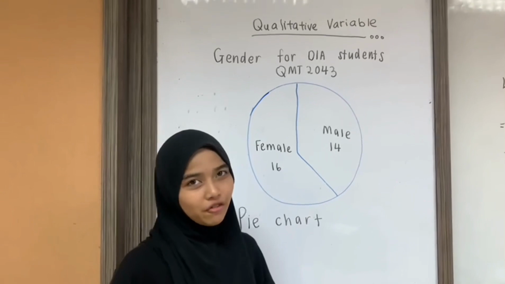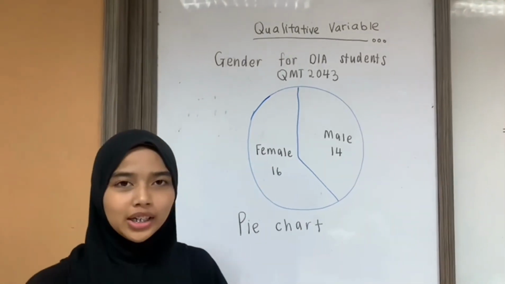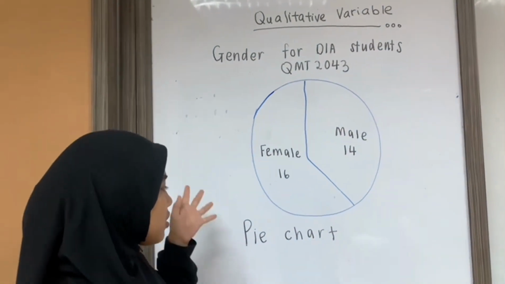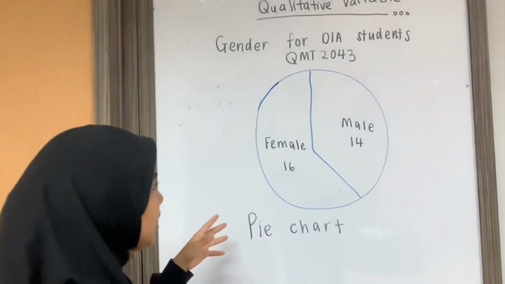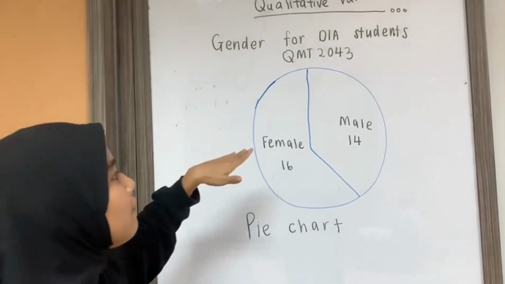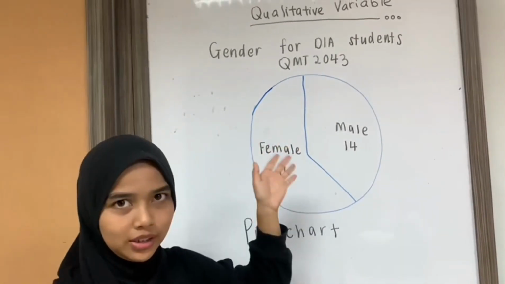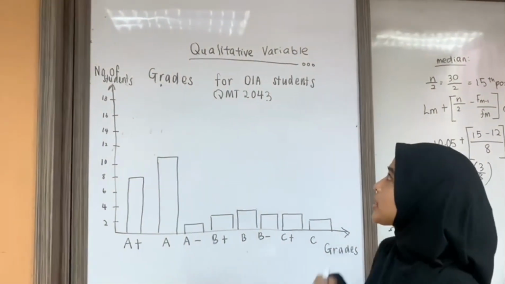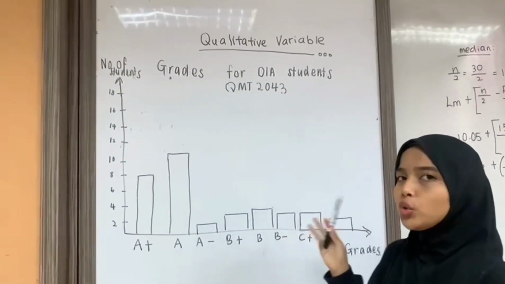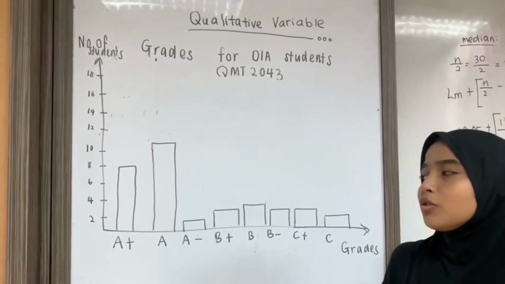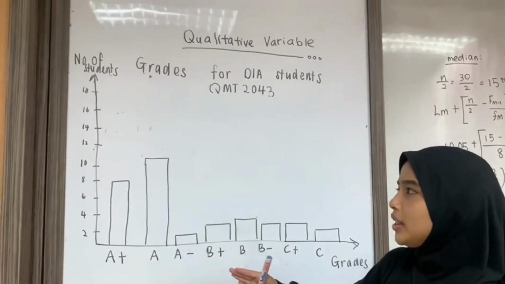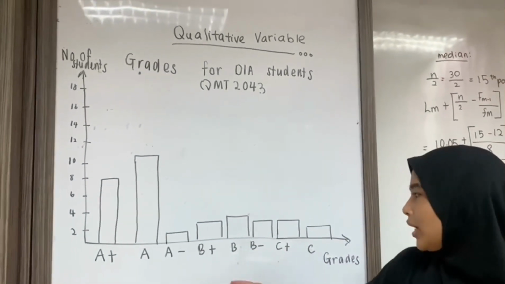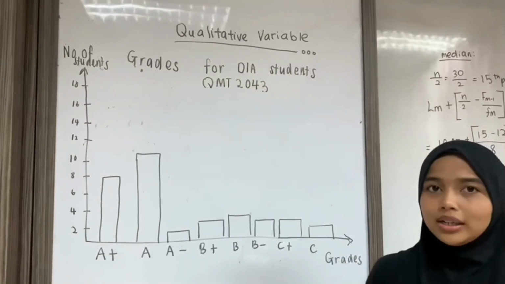Alright, for the qualitative variable, we choose gender for the IE student QMT2043. Following the pie chart, we found female 16 and male 14. For the next qualitative variable, we choose grades for the IE student QMT2043. The highest result for grades is A, which is 11 students, and the lowest grades are A minus and C, which is 1 student.